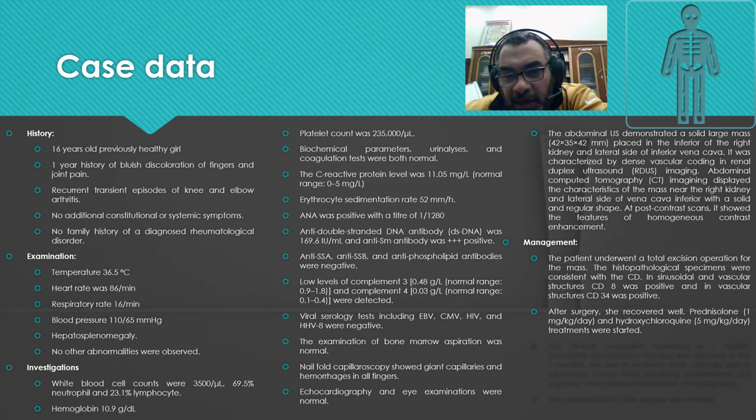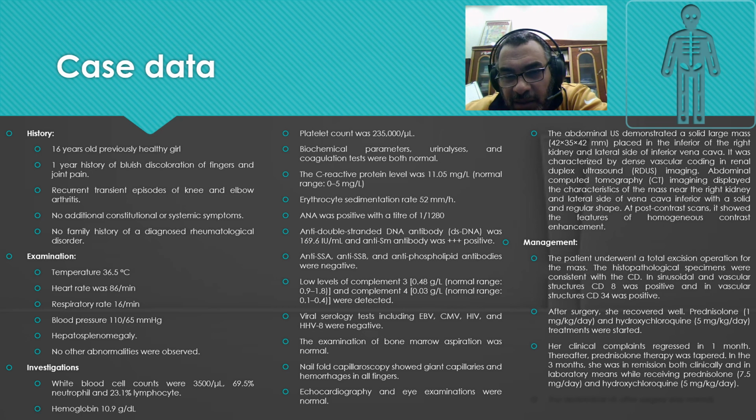Prednisolone 1 mg per kilogram per day and hydroxychloroquine 5 mg per kilogram per day were started. Her clinical complaint regressed in 1 month. Thereafter, prednisolone therapy was tapered. In 3 months, she was in remission both clinically and by laboratory means, while receiving prednisolone 7.5 mg per day and hydroxychloroquine 5 mg per kilogram per day, and the abdominal ultrasound after surgery returned normal.